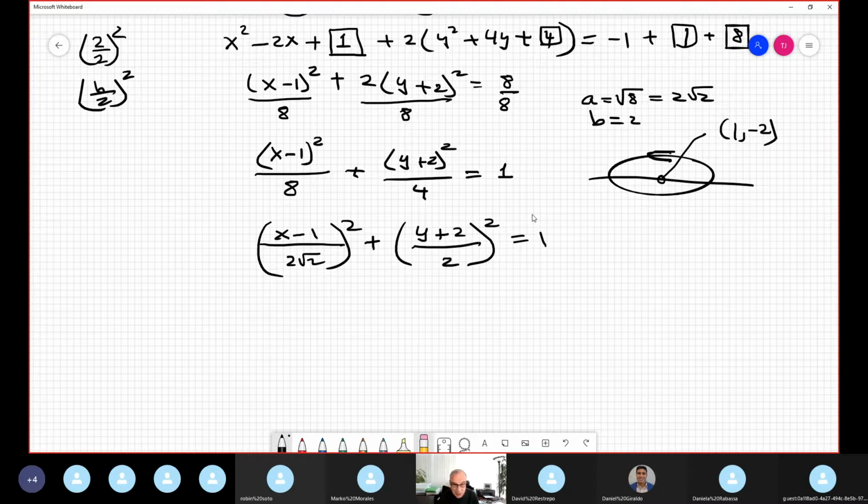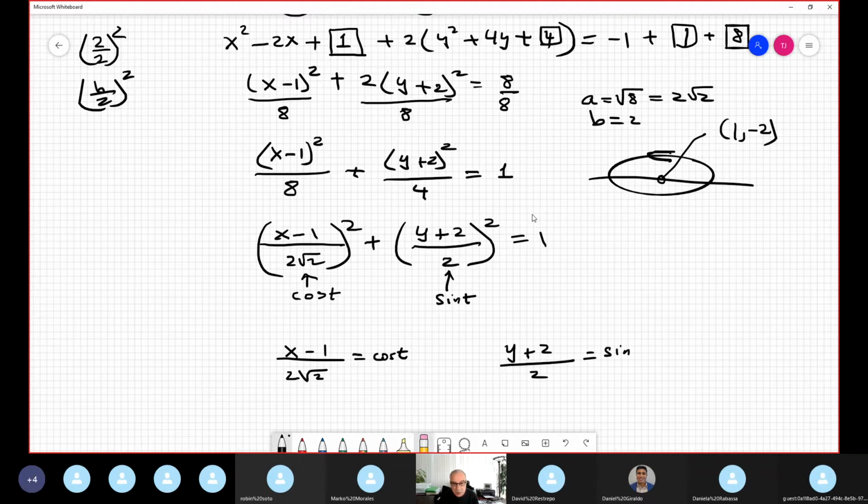Okay, so basically my cosine t is this, and my sine t is this. You know that cosine squared plus sine squared is 1. So I write here in this corner (x minus 1) over 2 radical 2 is equal to cosine t, and (y plus 2) over 2 is equal to sine t.